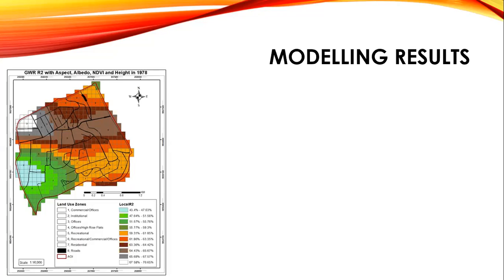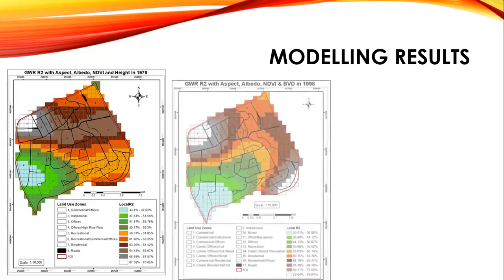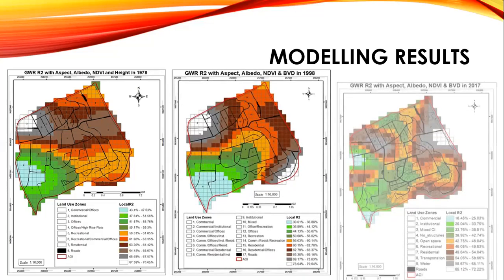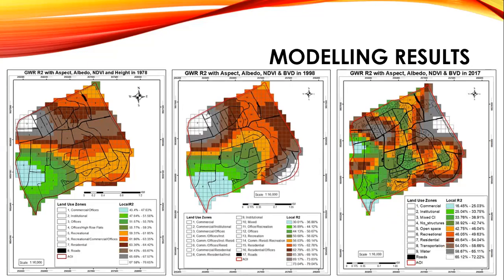So in 1978, results showed that the height tended to have a greater influence in relationship to the land surface temperature. Okay. In 1998, it was built-up volume density, the same thing in 2017. So what you're looking at, I know there are very many colors, but in summary, we have what we refer to as the R squared. It tends to show you the strength of the relationship between the variables that you're looking at.